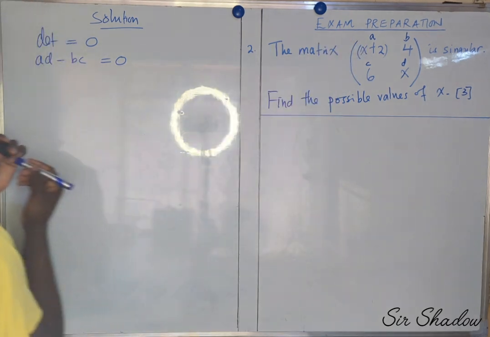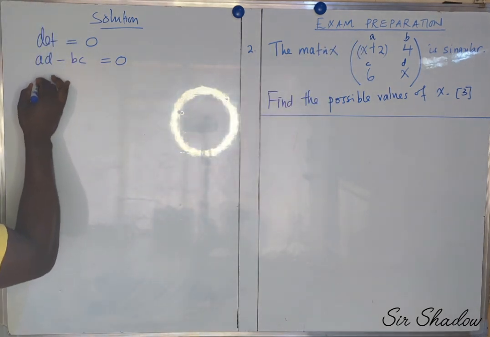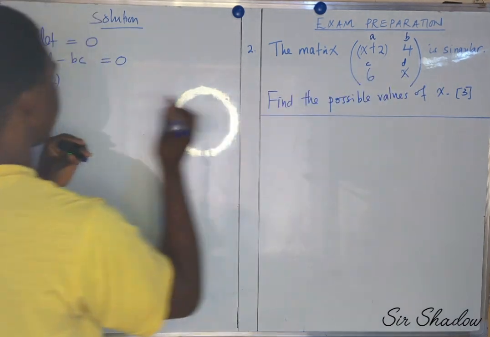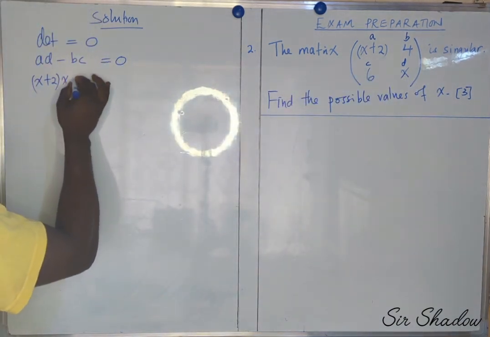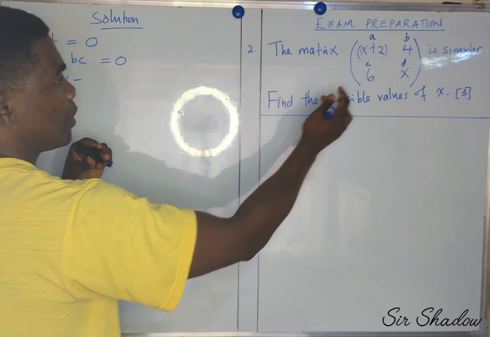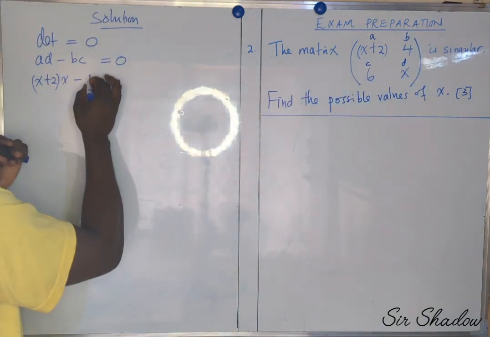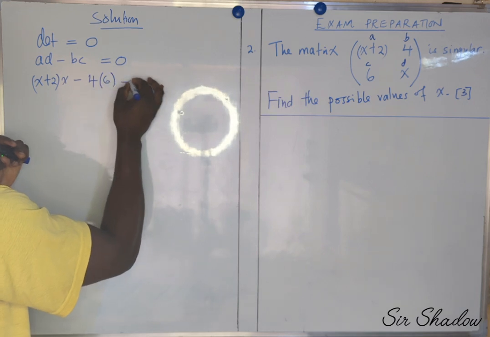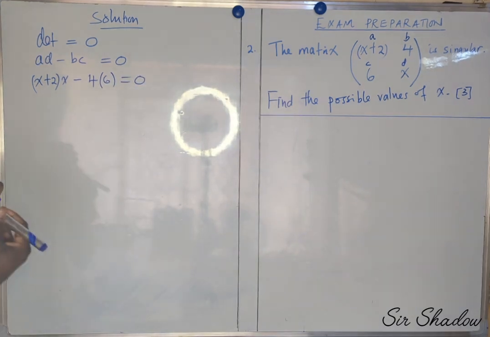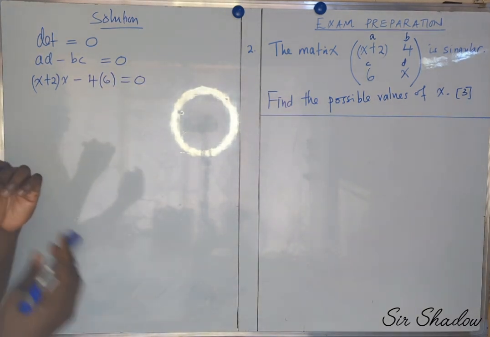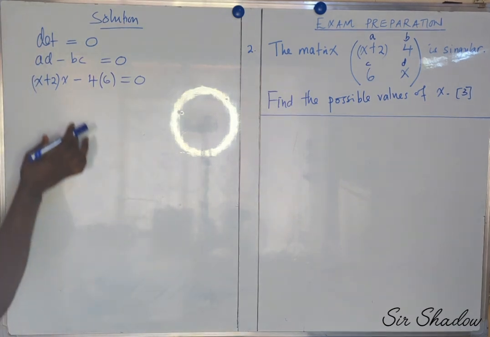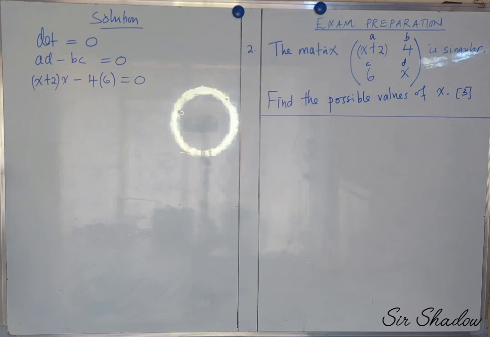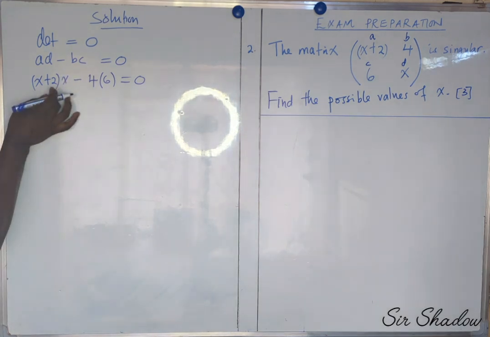So where there's A, we substitute x plus 2 multiplied by the value of D, which is x, minus, what's our value of B here, which is 4? We say 4 by the value of C, which is 6, right? This must give us a 0. Right. So from there, we want to apply the idea of removing these brackets.